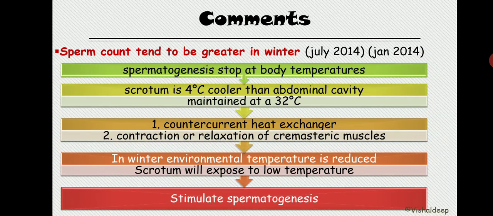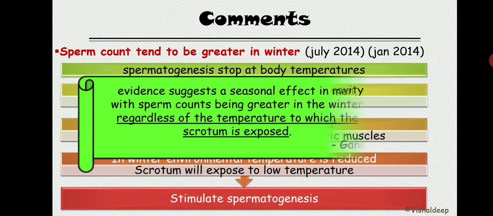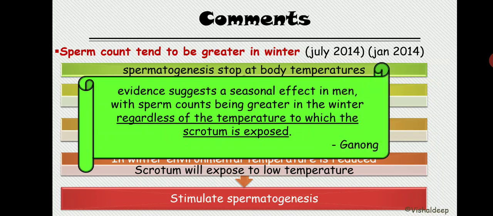But in Guénon there is one statement that is given. That statement is like this. There is the same word that is used in Guénon. There is evidence suggesting a seasonal effect in men, with sperm count being greater in the winter regardless of the temperature to which the scrotum is exposed, right? This is the statement from the Guénon itself. Now this is all about spermatogenesis and the temperature mechanism.